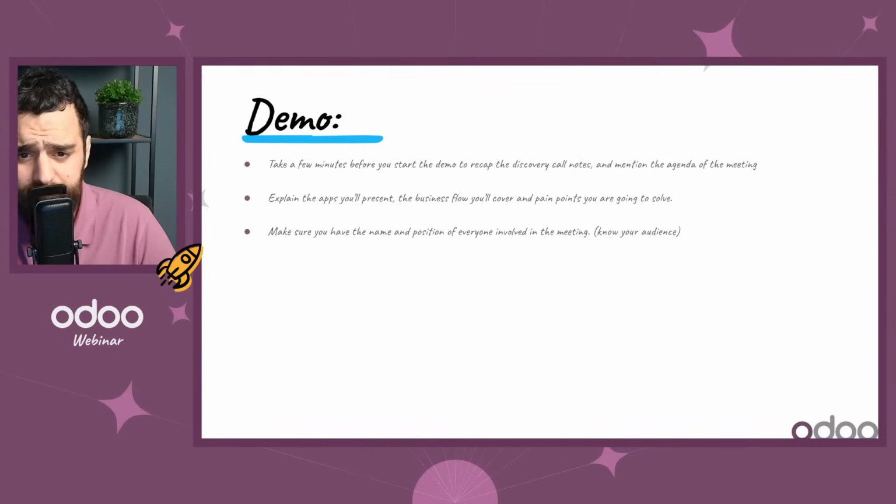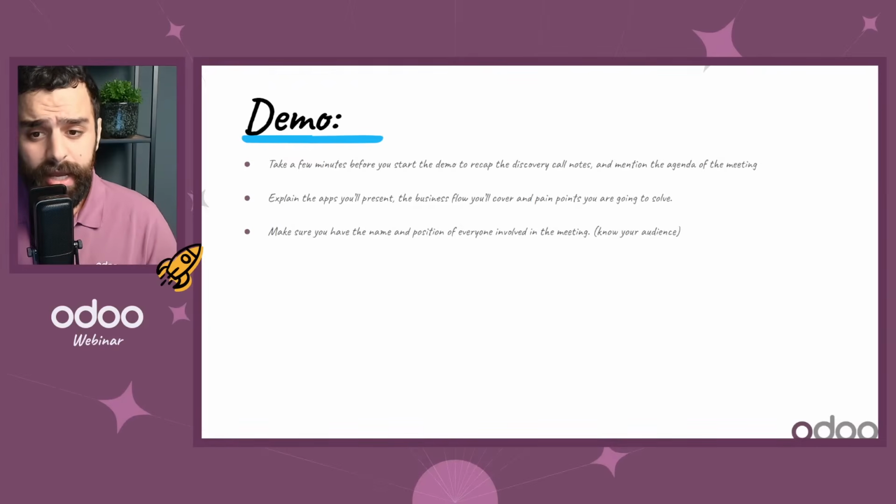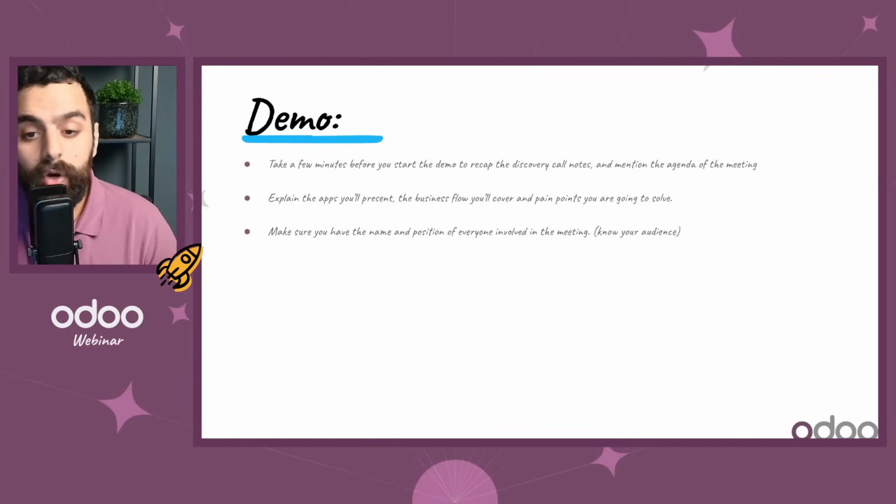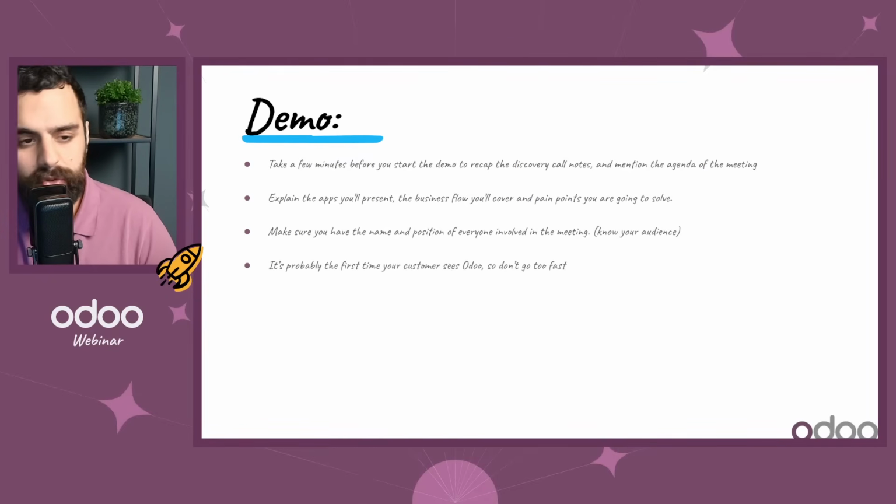Make sure you have the name and the position of everyone involved in the meeting. In parentheses, know your audience. So why is this important? Because if I'm doing an accounting demo and you have three people over, I need to make sure that I'm presenting to the accountant. Why? Because I need to impress the accountant. If I'm demoing accounting software to a salesperson, they might not understand, or they might not know everything that they want. So this is also very important, because so many features found in Odoo are not found in other software, which is also a very strong point that will help you close the deal.